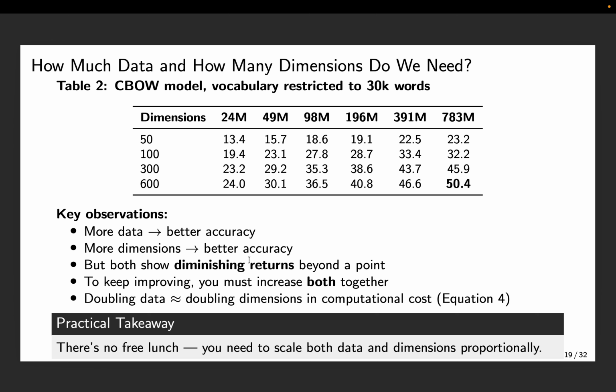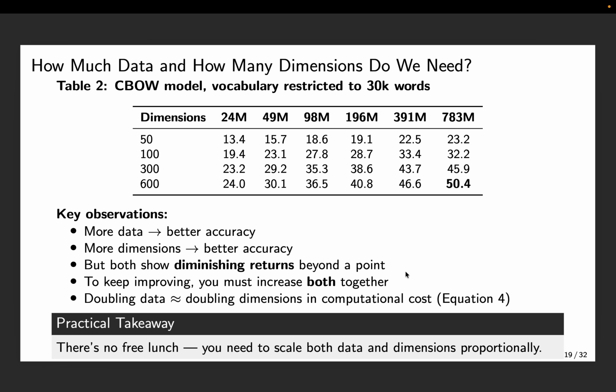But the improvement from 300 to 600 is smaller, and same for the data. Doubling data helps, but the benefits shrink. And importantly, you need to scale both together. A 600 dimensional model trained on only 24 million words gets about 24% accuracy, and a 300 dimensional model trained on 783 million words gets 45.9% accuracy. More data beats more dimensions when you can't afford both.